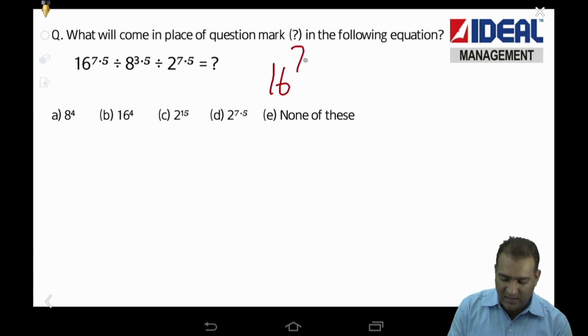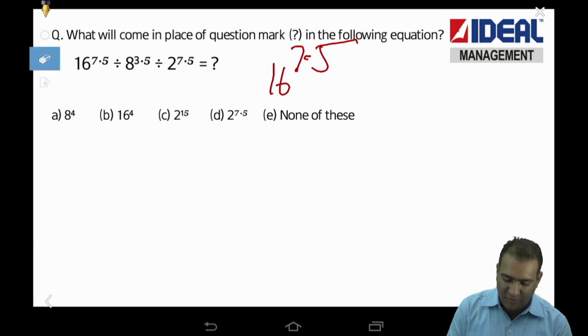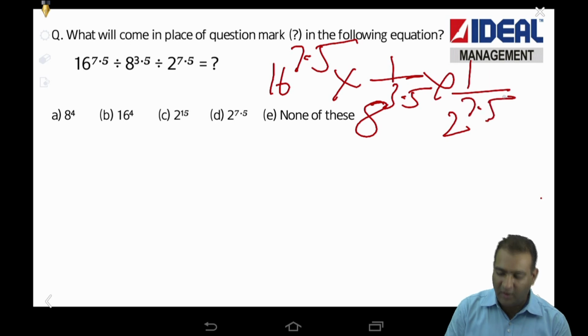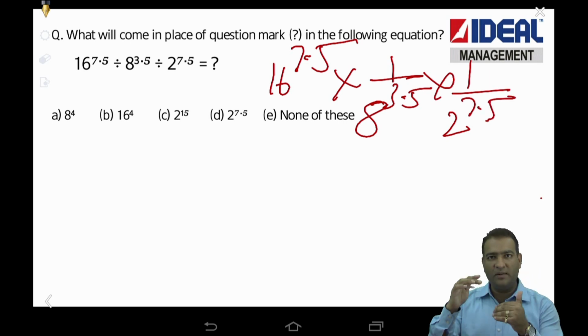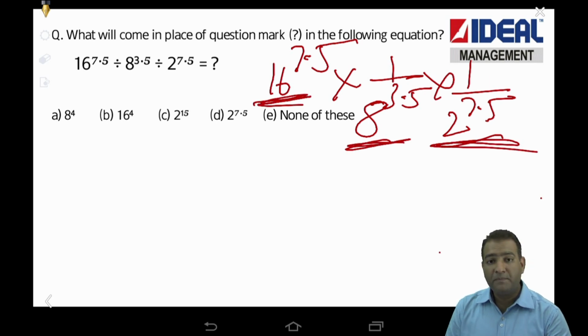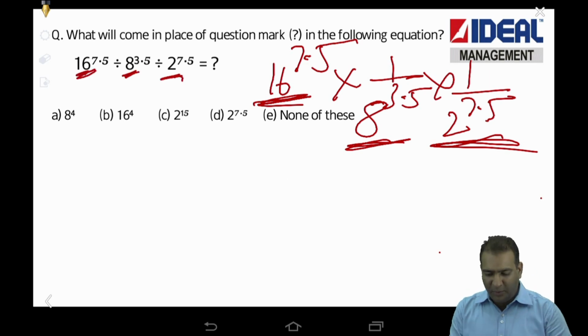But the meaning of this is this: divide by. So when I say divide by, it basically would mean into 1 by 8, 3.5 into 1 by 2, 7.5. When it is division, you are supposed to reciprocate it and write a multiplication sign. So that is it. Next, let's see now. After this, convert everything to 2 and all those things. Can I say, if you convert all these into 2, you just have, see, it just has to click. Once it clicks, you don't need to do all this.